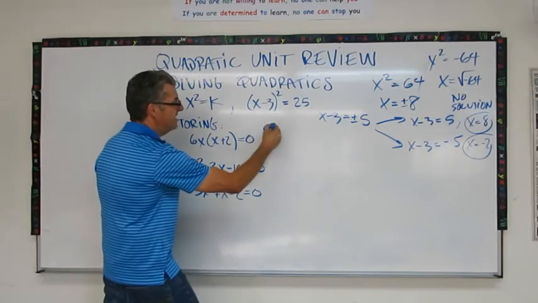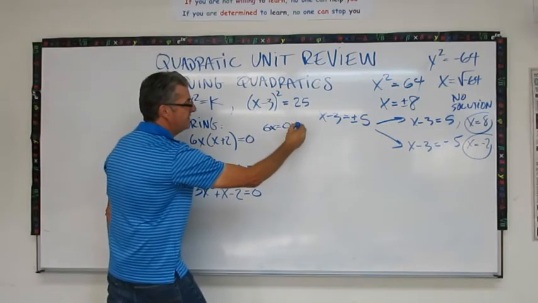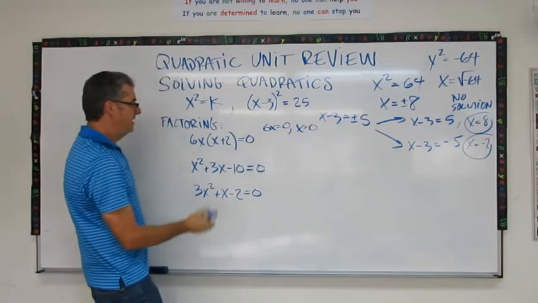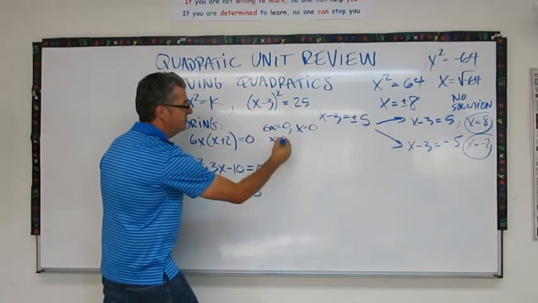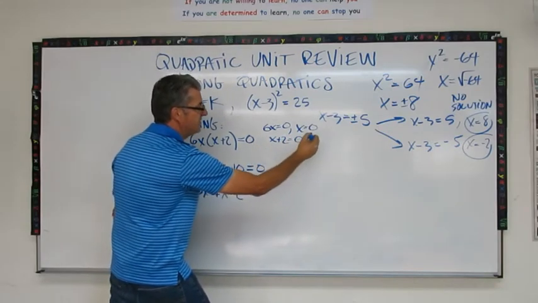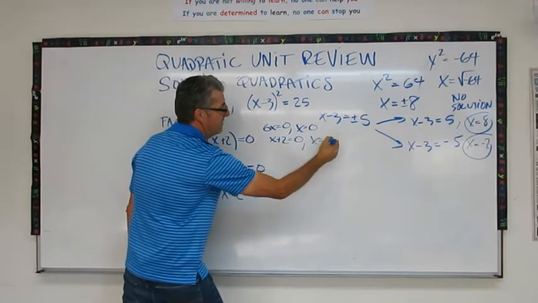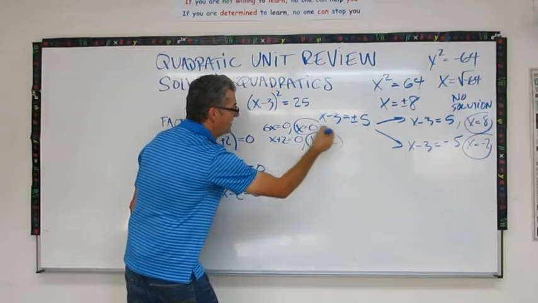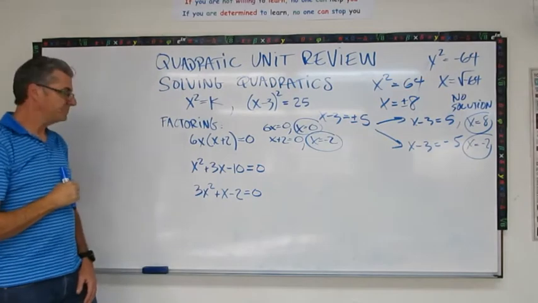We have 6x equals 0, and that just gives us x equals 0. And then we have x plus 2 equals 0, which just gives us x equals -2. So this one also has two solutions.